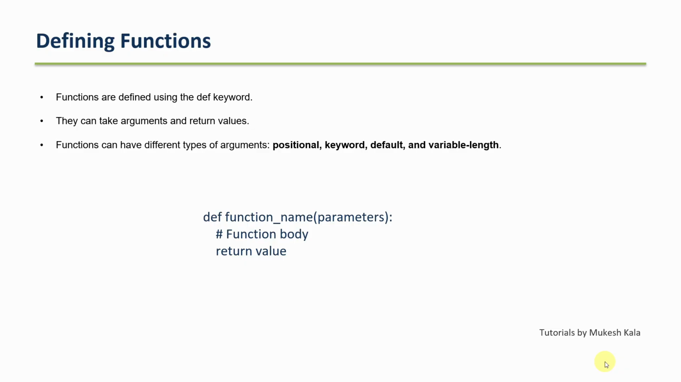Now when we do the practical implementation in Python, all of this will make more sense, right? So what are the things to take away from here? We need the def keyword, we have to use the parameters, we can have a body, and then we can return a value, right? And we have different kinds of arguments that we'll discuss as we go along in this tutorial.